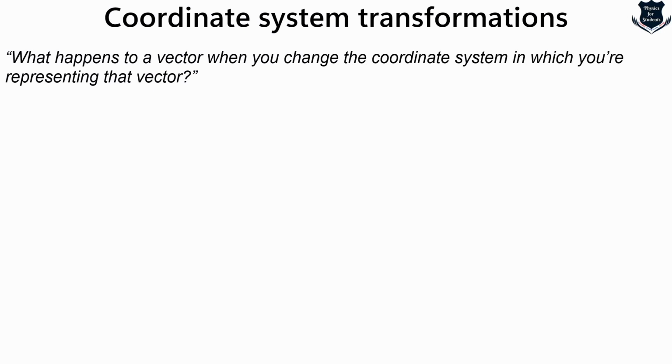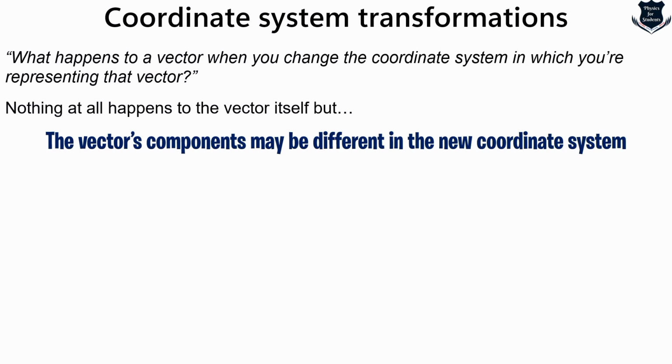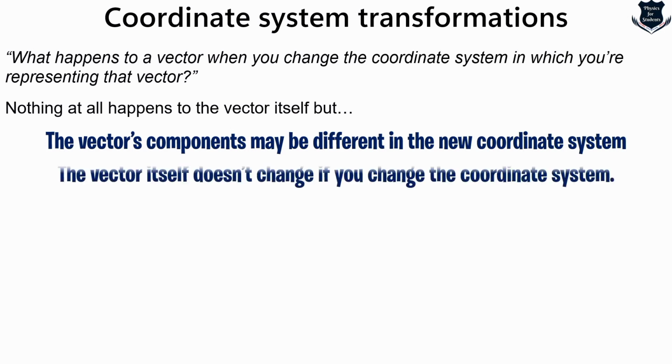So my first question to you would be: what happens to a vector when you change the coordinate system in which you are representing the vector? The basic answer is that nothing at all happens to the vector itself, but the vector's components may be different in the different coordinate system. The vector itself does not change if you change the coordinate system. So what happens to the vector? Nothing happens. The vector's components may be different, but the vector itself does not change.